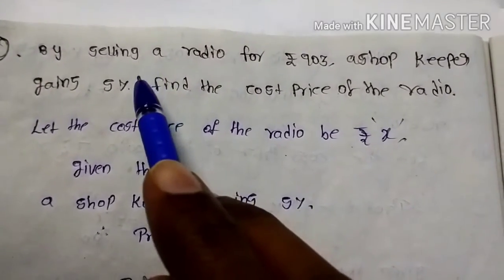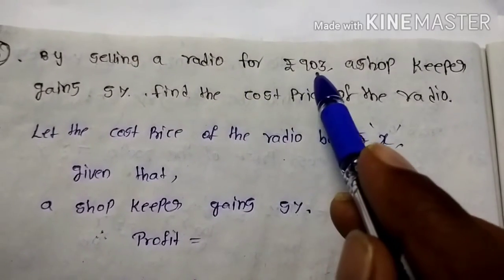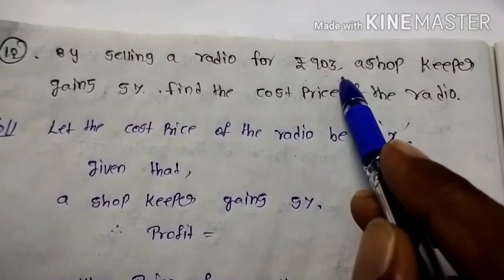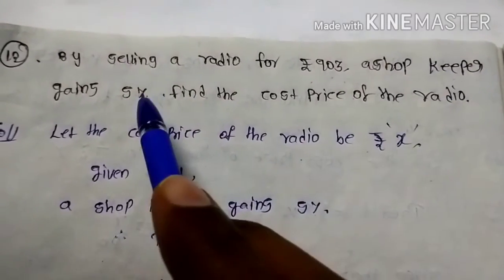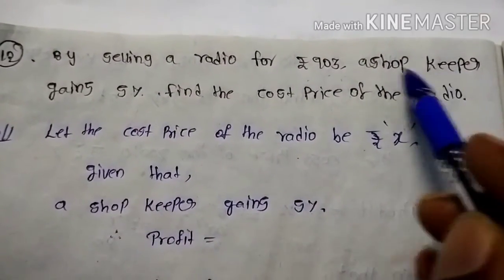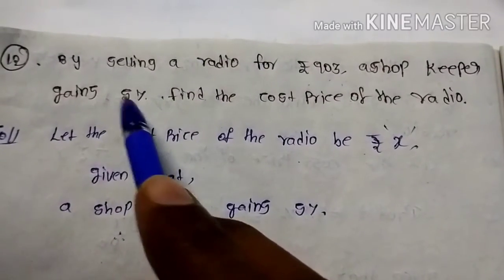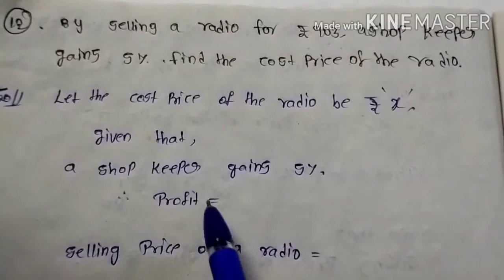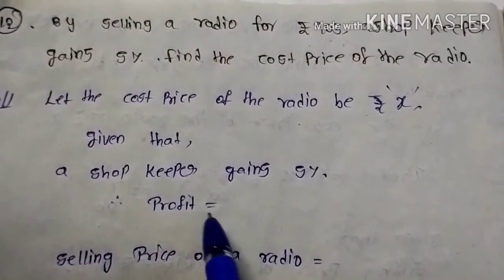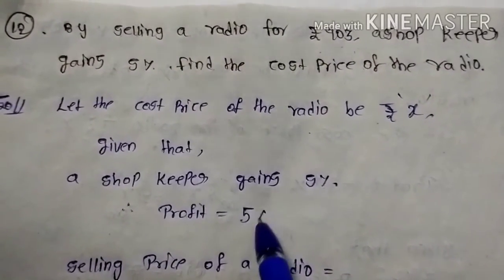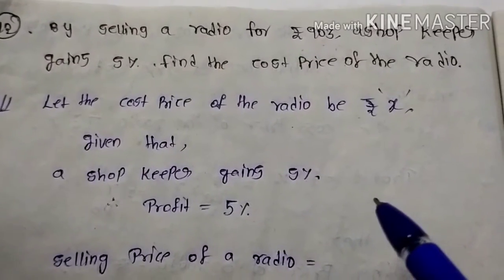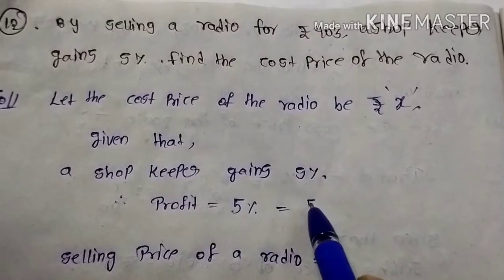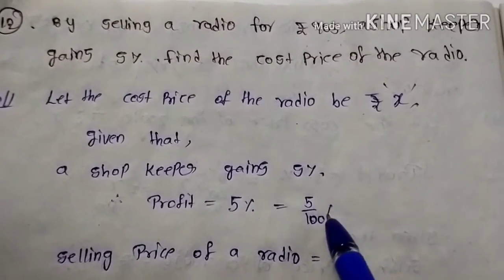See here, by selling a radio for rupees 903, that means your selling price of the radio is equal to how much? 903 rupees. A shopkeeper gains 5%. A shopkeeper gains, that means it is a profit. Profit is equal to how much? 5%. You know that profit is calculated on cost price. That means you can write here 5% means 5 by 100 into cost price.